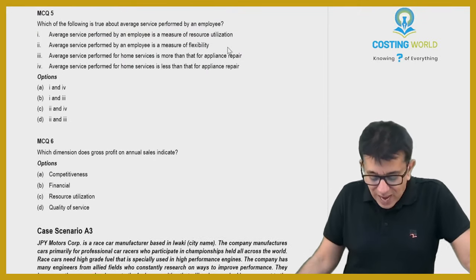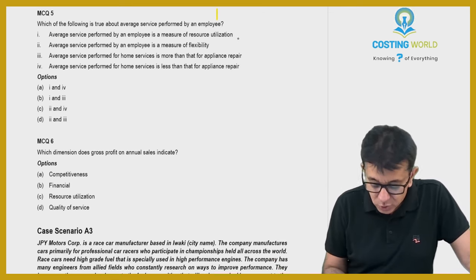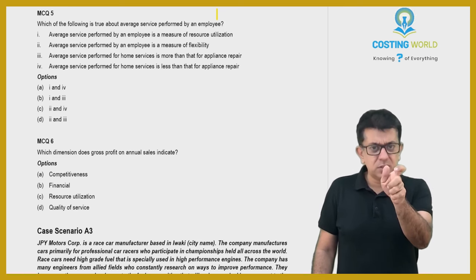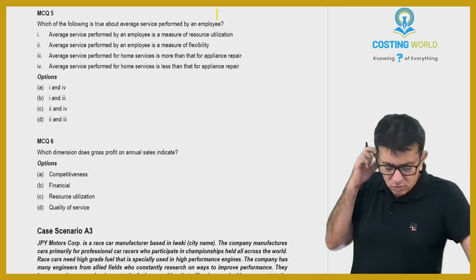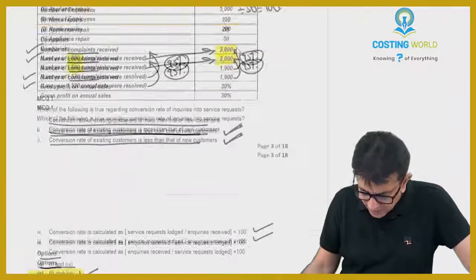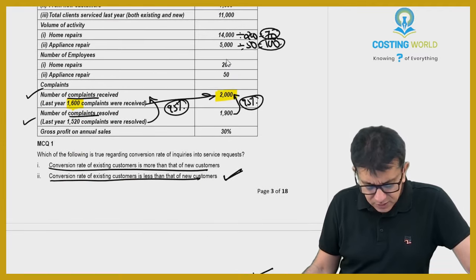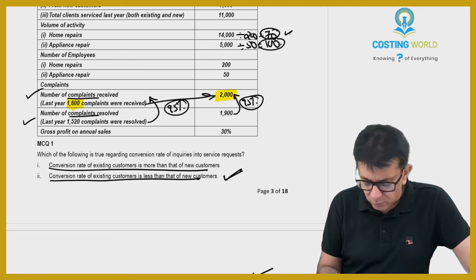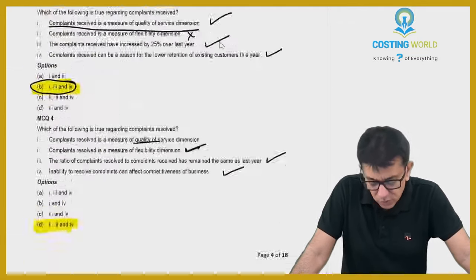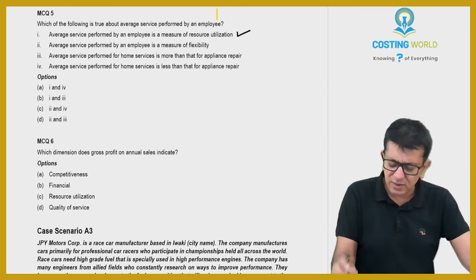Which of the following is true about average service performed by the employee? Average service performed by the employee is a measure of resource utilization. Average service performed means how many services one employee did. I told you that particular thing. I think it is true only. In fact, I calculated that. This is how well you are using your resources. So, 70 requests per employee over here, 100 requests or 100 orders were completed per employee. So, in this case, average service performed by an employee is a measure of resource utilization. I'll give this statement correct, beta.